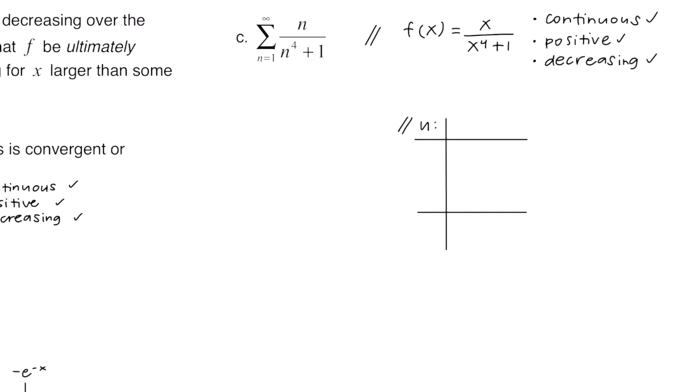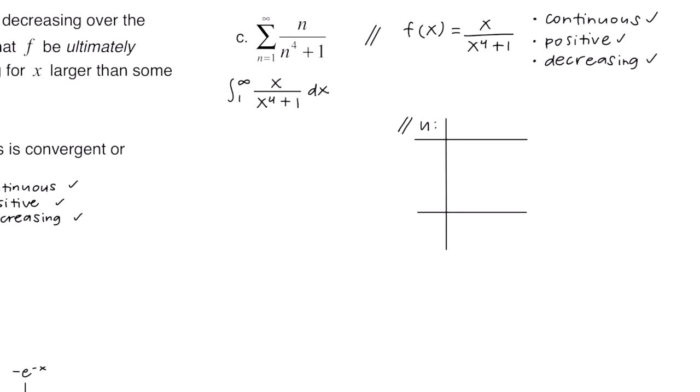For part C, we have the sum from n equals 1 to infinity of n over n to the 4th plus 1. So the first thing I did is I rewrote this as a function over here. So we have x over x to the 4th plus 1. And looking at this function, you can see that it will be continuous on the interval from 1 to infinity. As you plug in values for x, your terms are going to be positive. And then as you plug in larger and larger values, the terms are going to get smaller, so this function is decreasing. So since all three of these are satisfied, we can apply the integral test.